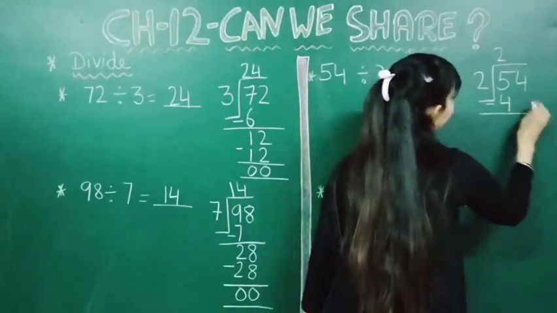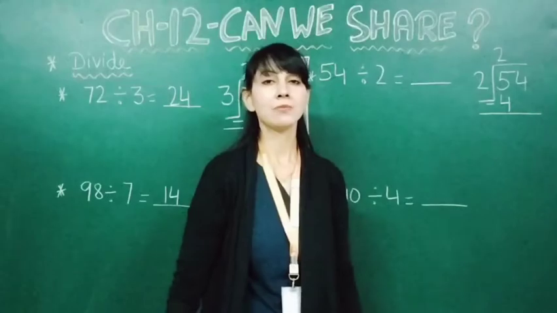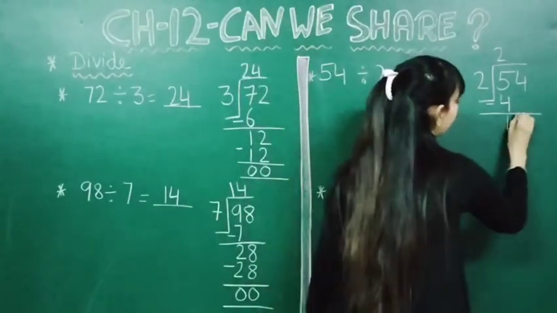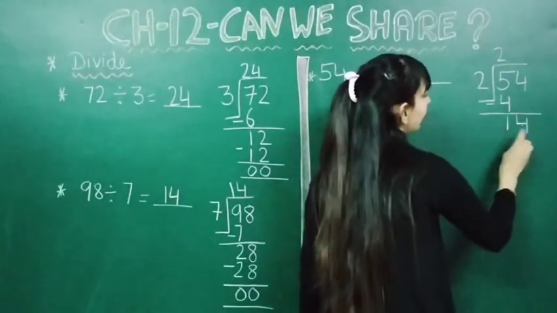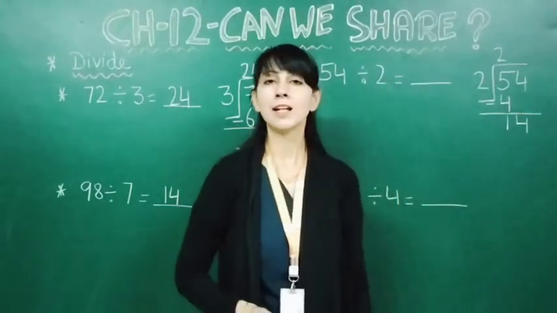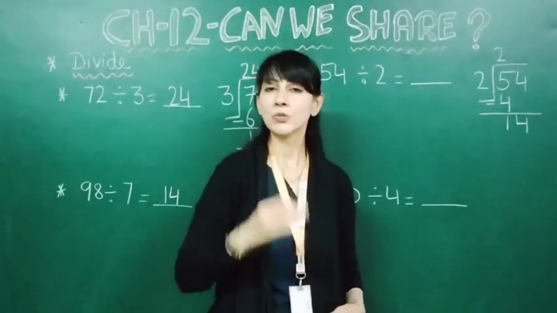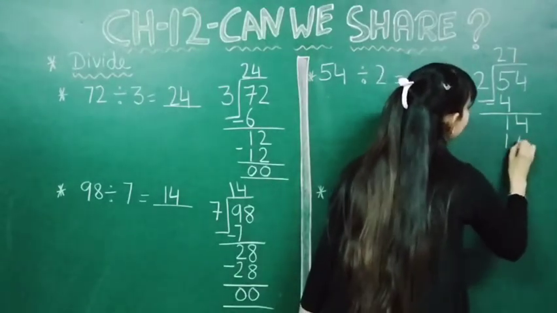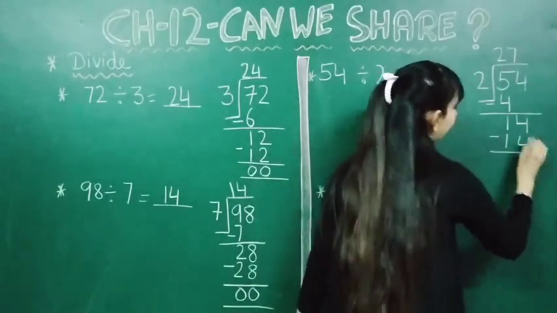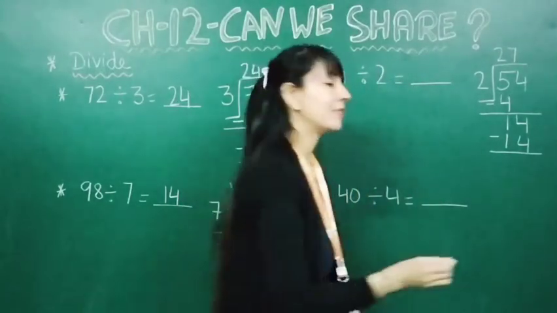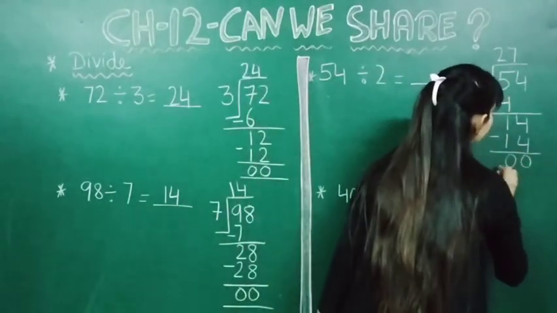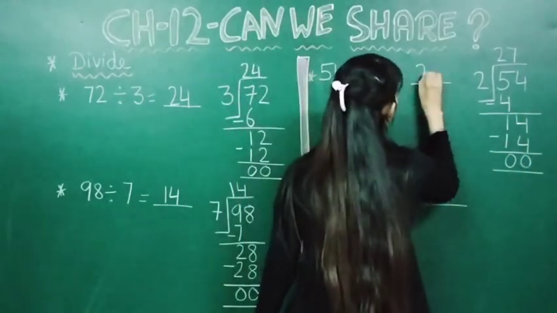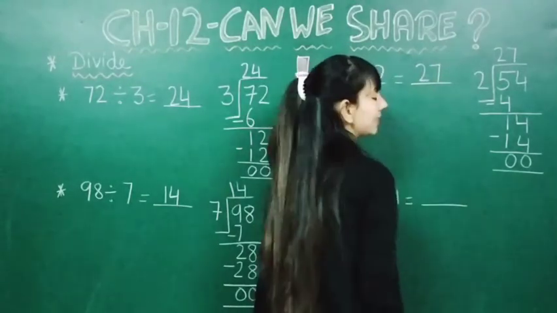Yes. Now 5 minus 4, if we will do. Yes. So here it will come 1. And we will just bring down this 4 here. Okay. Now it will become 14. Now when 14 comes in table of 2, yes, 2 sevens are 14. So here it will come 7 and here we will write 14. Now 14 minus 14, yes, we will get 0, 0 only, yes. So the answer is 27. So here we will write 27, yes.